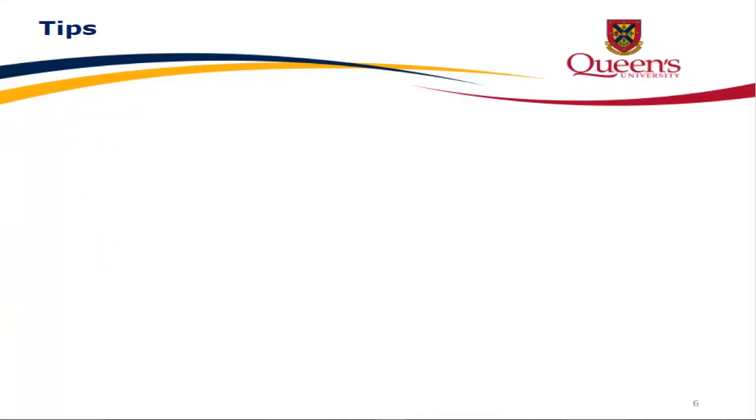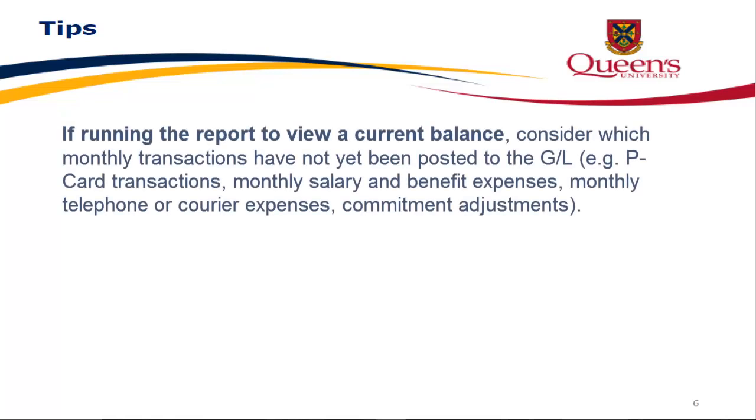Here are a few tips to keep in mind when running the Statement of Operations non-research report. If you are running the report for the purpose of viewing an up-to-date balance, consider which monthly transactions have not yet been posted to the GL when selecting the current fiscal period. For example, these entries might include the monthly telephone or courier expenses, P-card transactions, the monthly payroll and benefit distribution, and related commitment adjustments, to name a few.